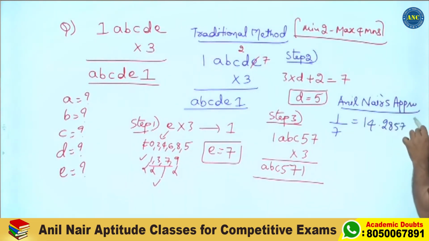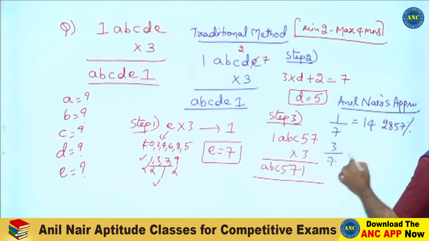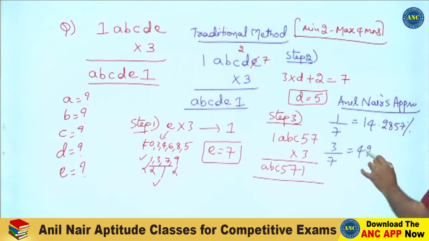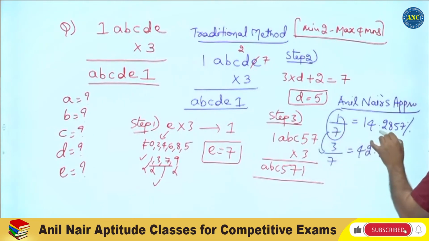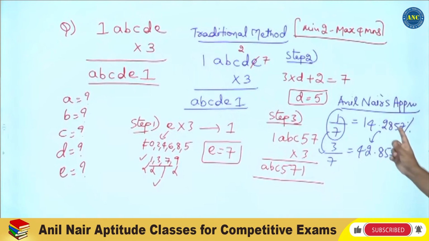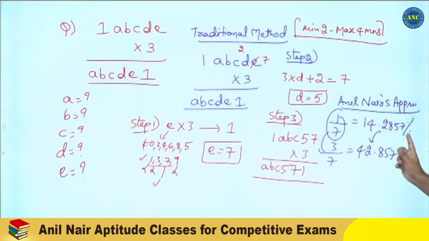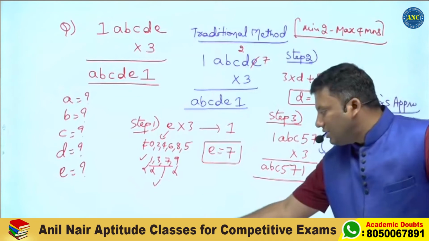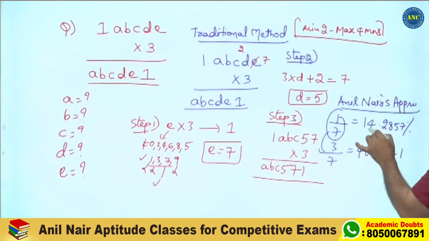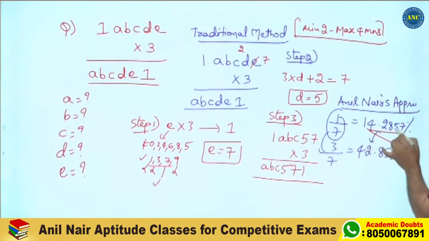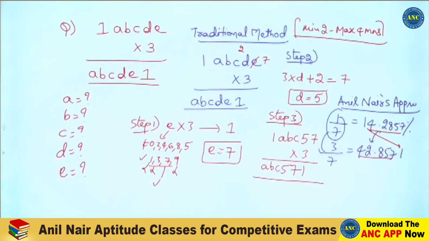1 by 7 is 0.142857. It is multiplied by 3. 3 by 7 is 0.428571. So 1 by 7 multiplied by 3, and in this answer the leftmost one became the rightmost one. The remaining digits are as it is. I hope it is clear.